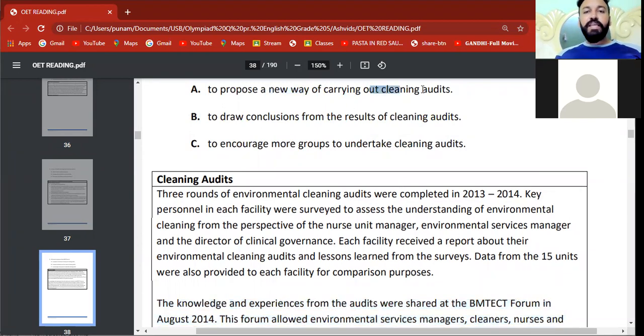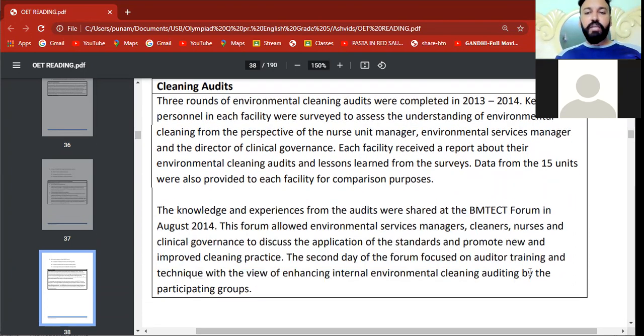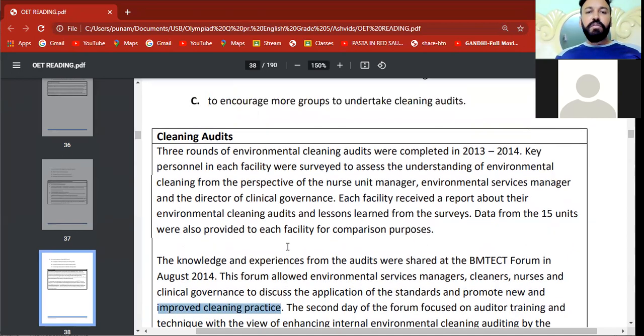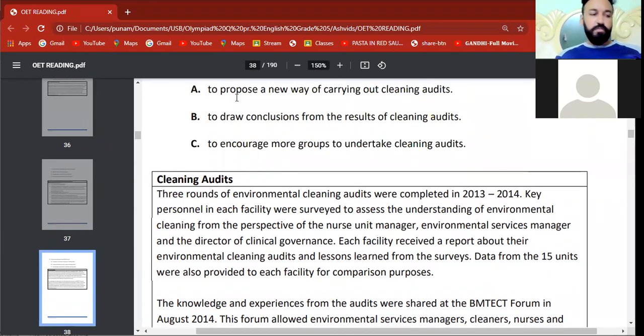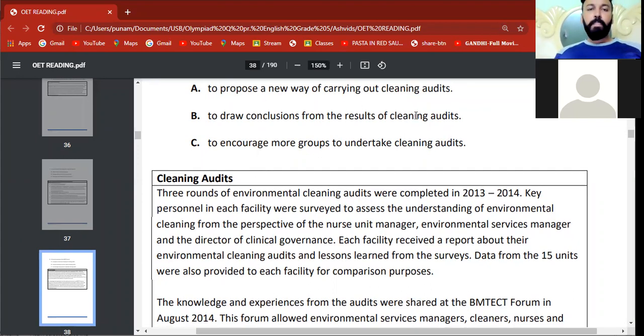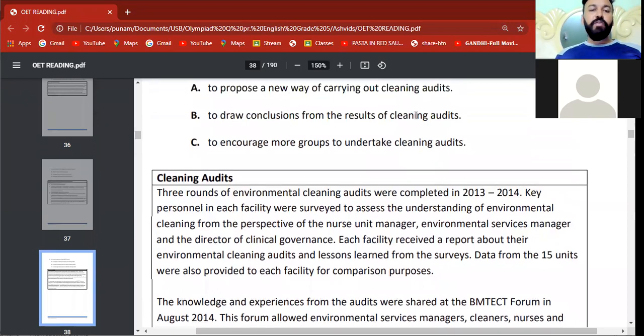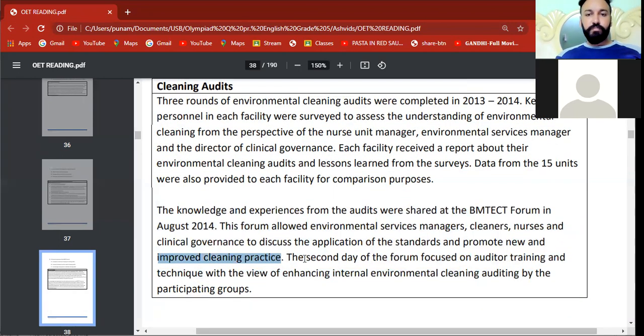Cleaning audits. This is a way of carrying out audits, and what is it talking about? A new way of improved cleaning practice. So this is a practice option. Let's strike it out. Can we strike it out? Yes, sir. So we strike it out. Okay, read it further.